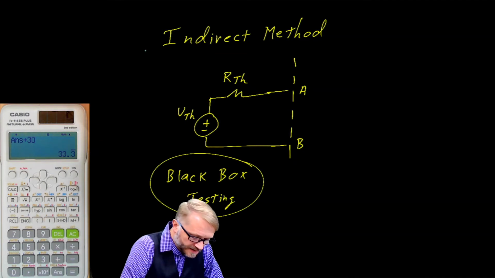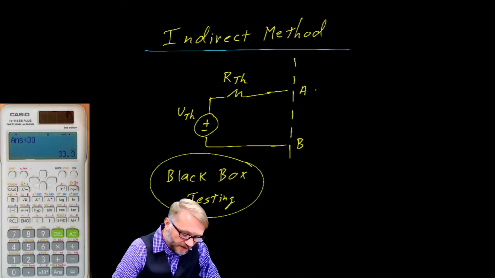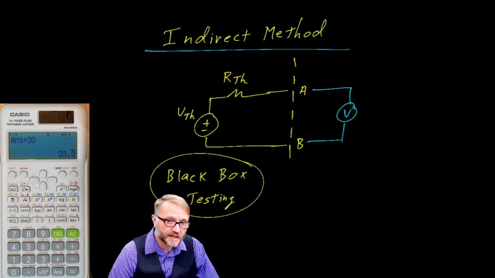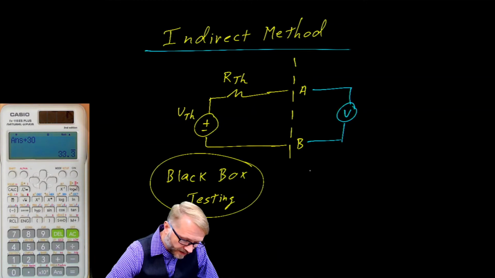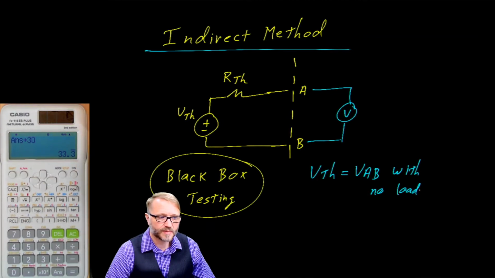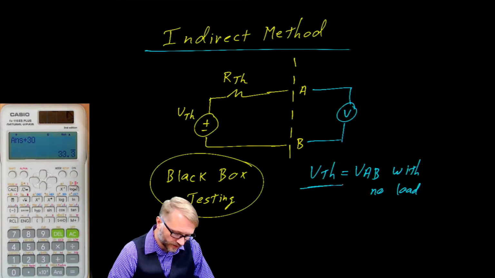So here is how we're going to model this circuit. Let's start with a voltmeter. And when the voltmeter is connected up to the power supply and there's nothing else connected, we would call that the no load condition. And we would say that the Thevenin voltage is equal to the voltage A to B with no load. All right, that was pretty simple. Just walk up to a power supply, measure the voltage when there's no load attached. That is the Thevenin voltage.